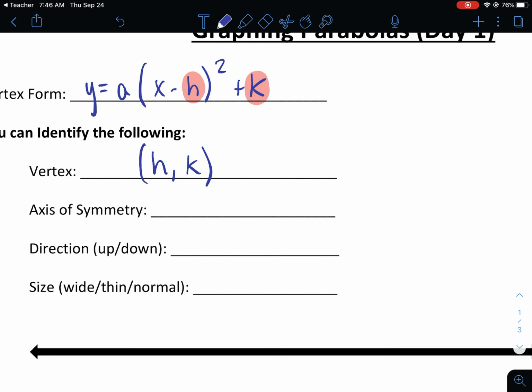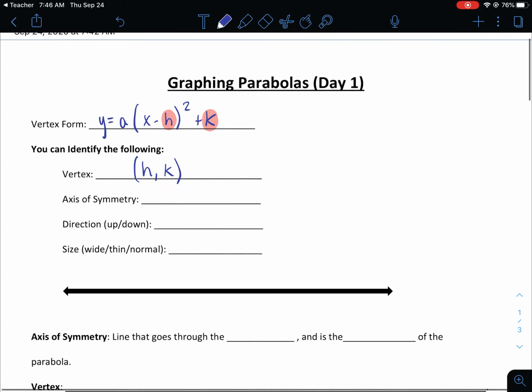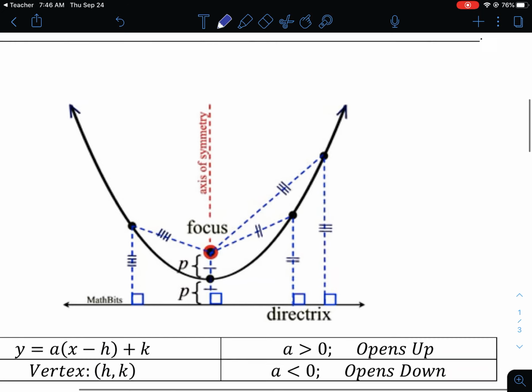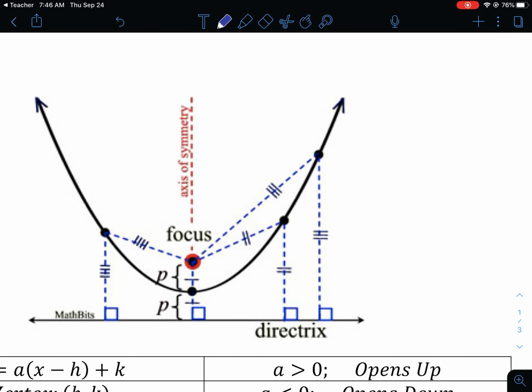The axis of symmetry is an invisible line that basically splits your parabola in half. I have a visual down here. You can see that this is a parabola, and there's a lot of extra stuff on here that you don't need to know anymore. But this is a parabola.